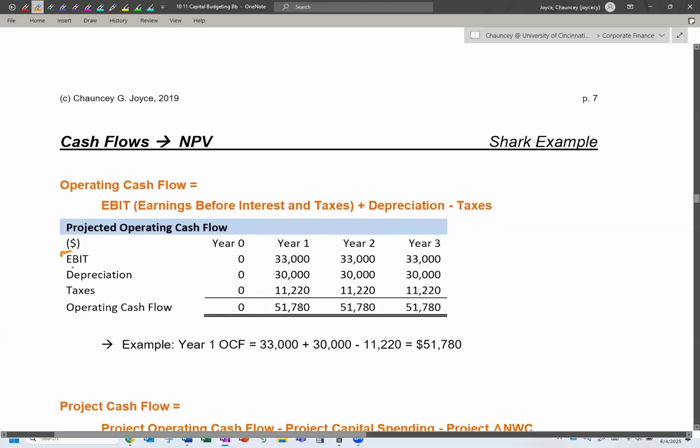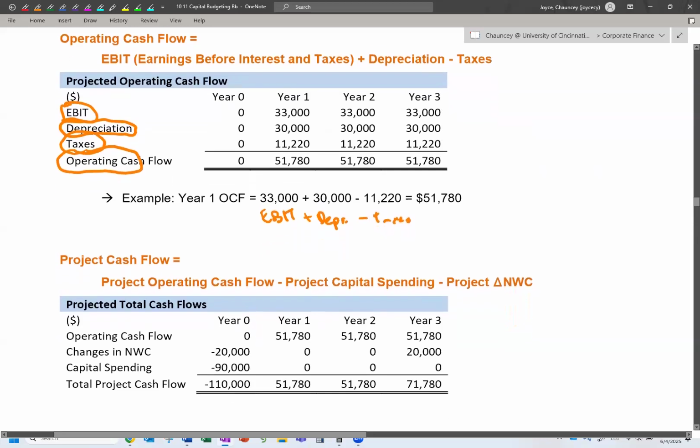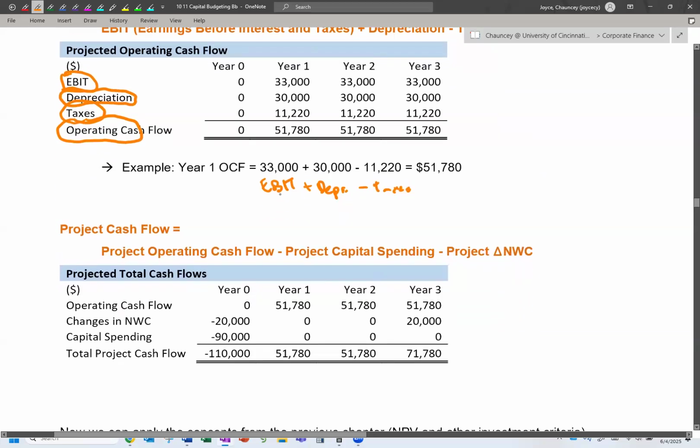Then you pull out EBIT, add back depreciation, deduct taxes, and you get to operating cash flow. So operating cash flow here is your EBIT, add back your depreciation, and deduct your taxes to get to operating cash flow. Then once you have operating cash flow, you take this project operating cash flow, or OCF, deduct capital. So your net working capital every year was 20,000.